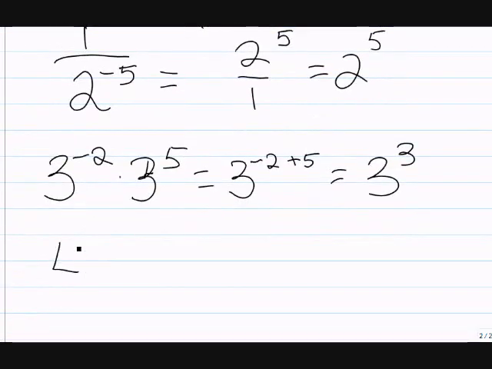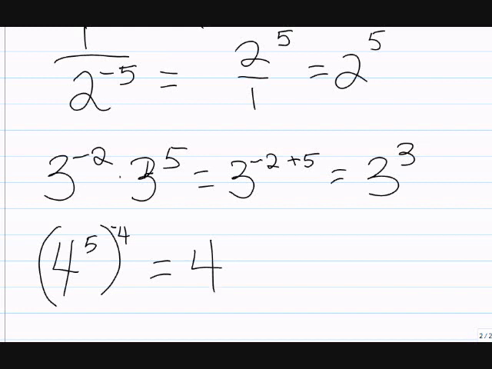If I take 4 to the fifth power and then take that to the fourth power, I'm sorry, negative fourth power. There we go. This is 4 to the... What do you do with those powers? What do you do with that 5 and that negative 4? Multiply them. So that's 4 to the negative 20th power. 4 to the negative 20th power is 1 over 4 to the 20th power.